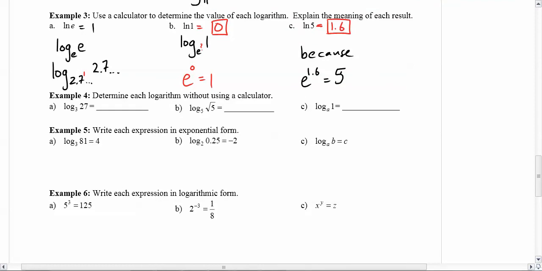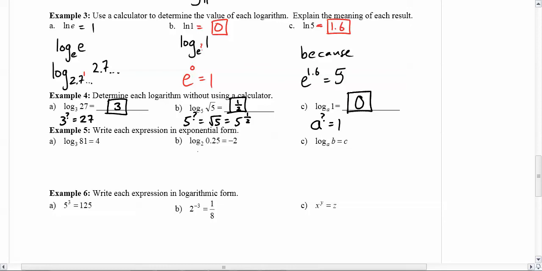So to determine this log without using a calculator, I just have to ask myself 3 to the power of what number equals 27? 3 times 3 times 3 is 27, so I need 3 3's. 5 to the power of what number is root 5? Well, I know that root 5 is the same as 5 to the power of a half, so I need my exponent to be 1/2. A to the power of what number equals 1? Well, I know that anytime I raise a number to the power of 0, I get an answer of 1.